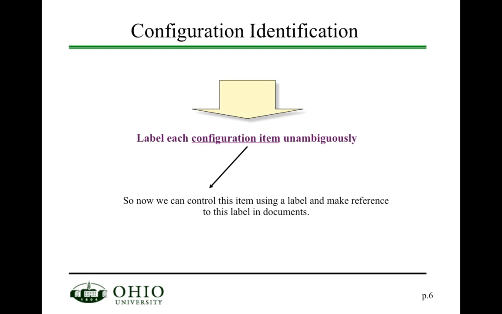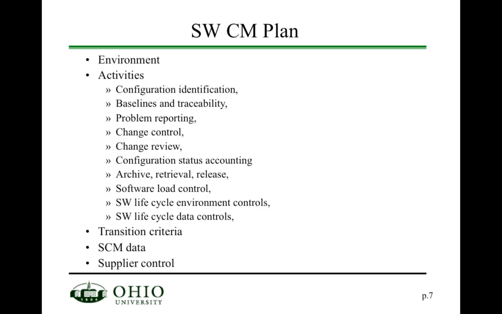So the first thing to do is to uniquely identify the configuration items unambiguously. Give them some label, high-level requirement 1, HL1, for example. Come up with a configuration item identifier that's unambiguous. Then you can actually control this item by using its label.